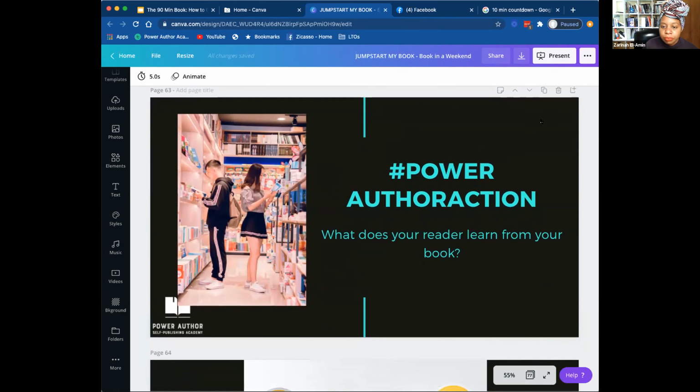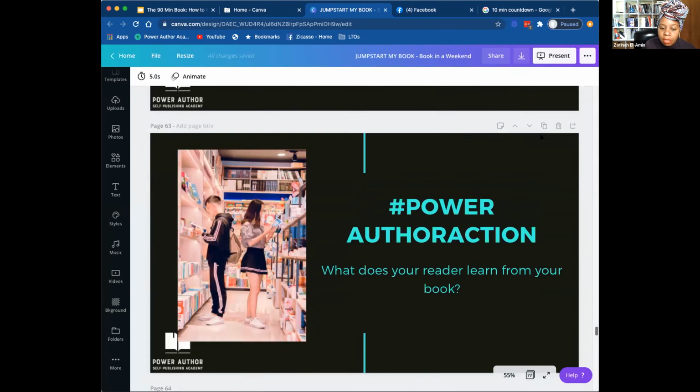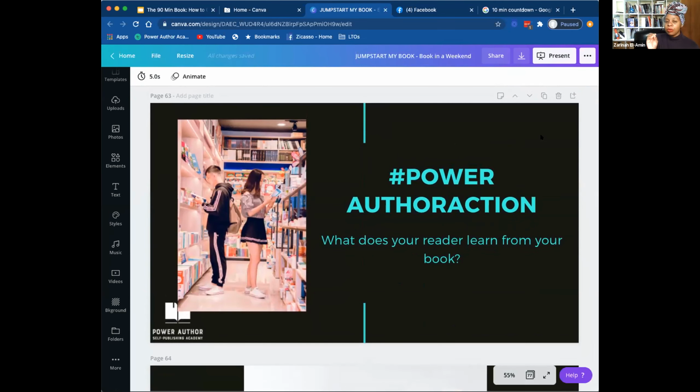All right, so that is how would they describe it. So now the second thing, which is very similar to this but a little bit deeper, is what does your reader learn from your book? All of these are going to overlap and there'll be some overlay, but what does your reader learn from your book? Okay, so take a couple of minutes and write that out. What does your reader learn from your book? So on your paper, put learn, they learn.